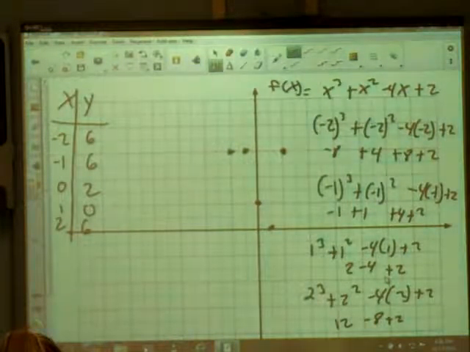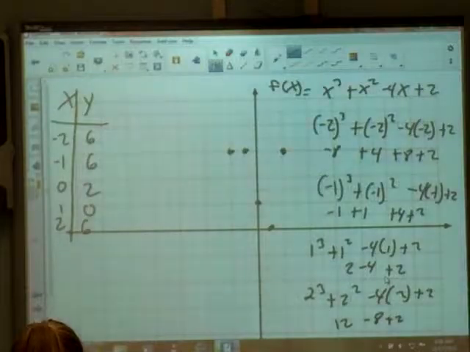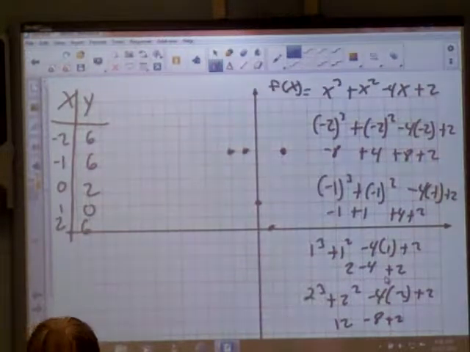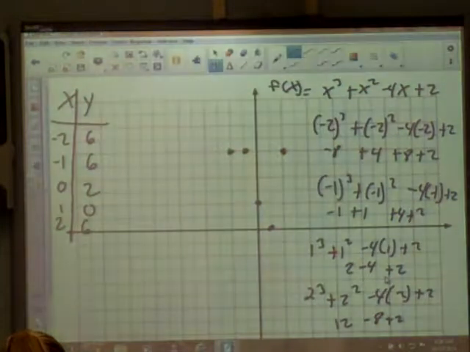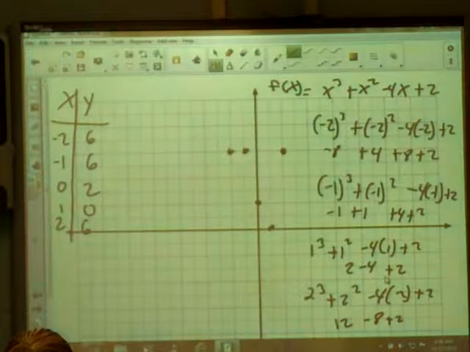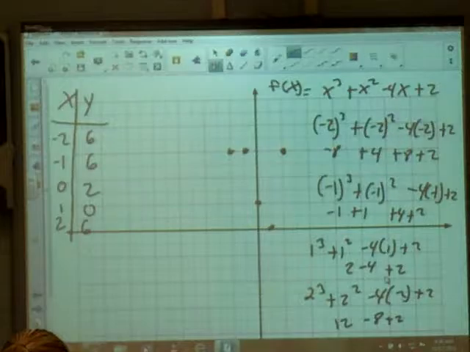Odd. It's x cubed. 3 is odd, right? So it's odd, so I'm on the top half. My leading coefficient, is it positive or negative? It's positive because it's a 1, positive 1. So it's going to be that top left picture, right?